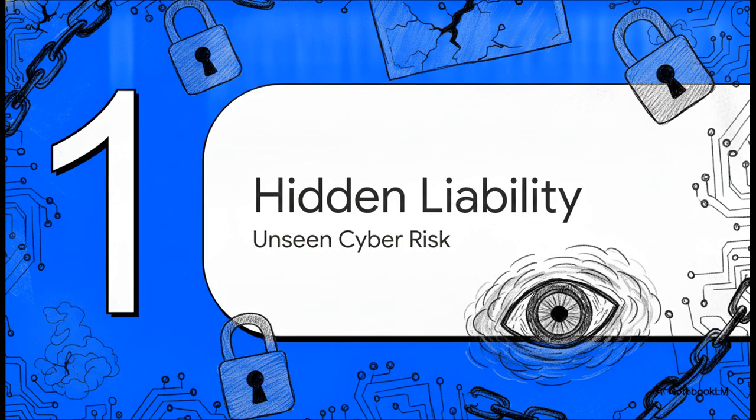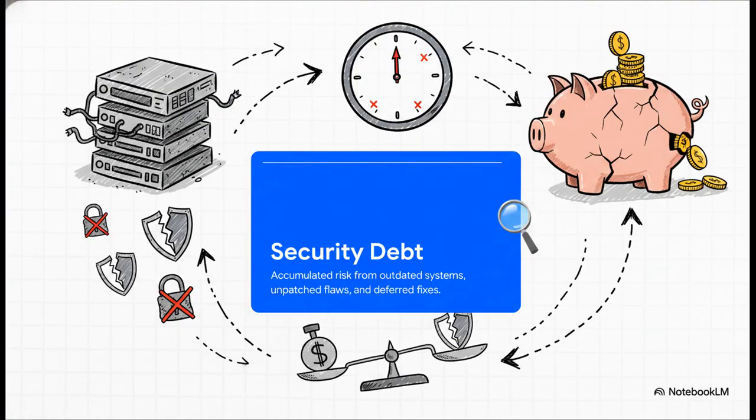Section 1. The hidden cyber liability. So, this concept actually originates from computer programmer Ward Cunningham all the way back in 1992, when he was talking about software debt. Basically, security debt is the accumulated risk you get from outdated systems, unpatched vulnerabilities, and deferred remediation. It is quite literally like a financial loan. When you defer your maintenance, you're taking on debt. And that debt builds compounding interest over time until it throws your entire organization completely off balance.